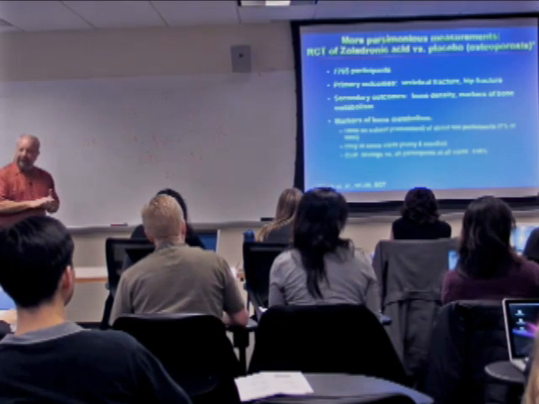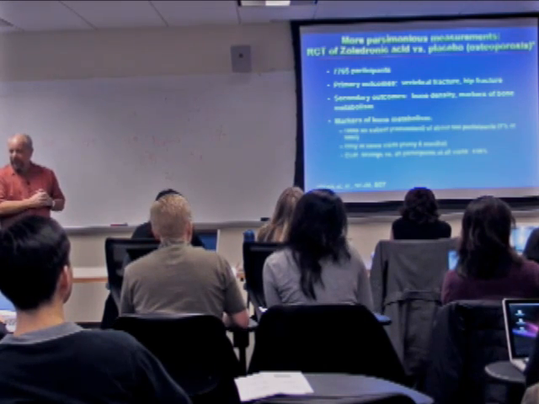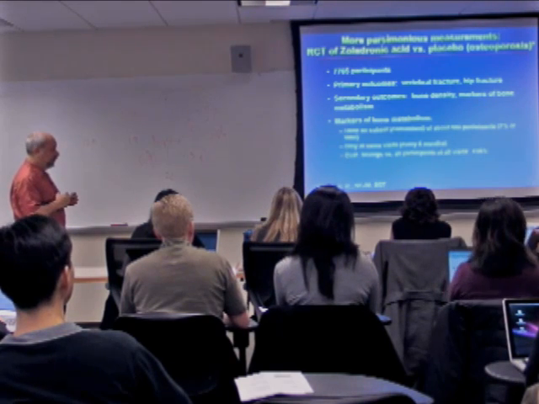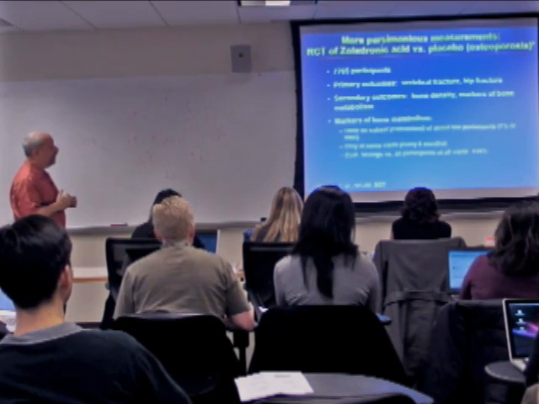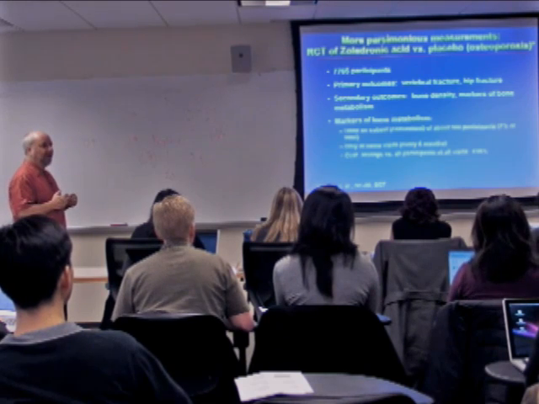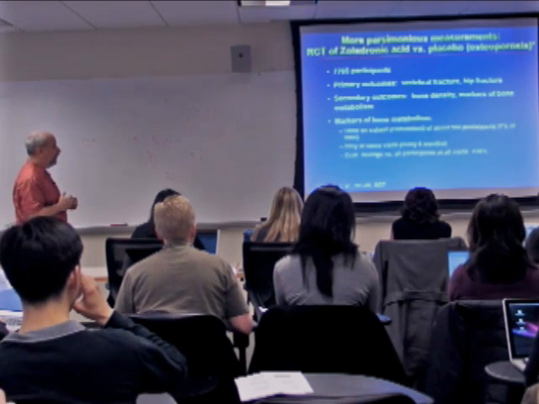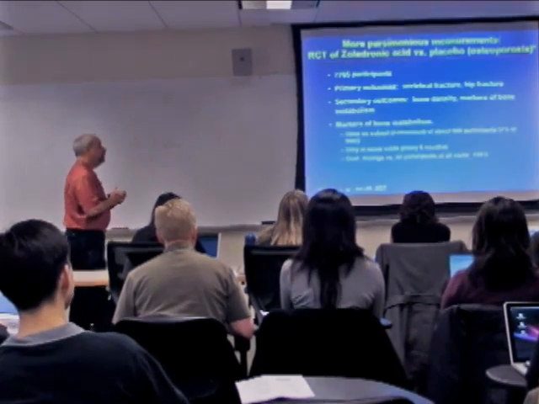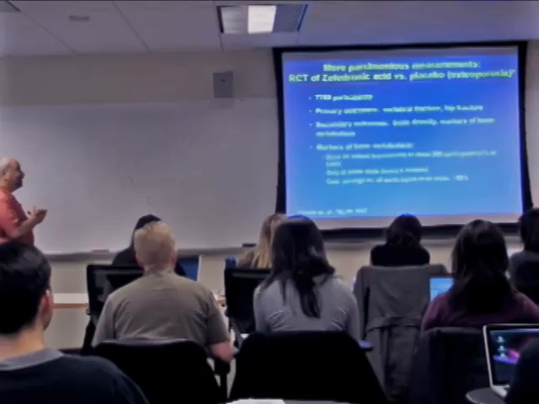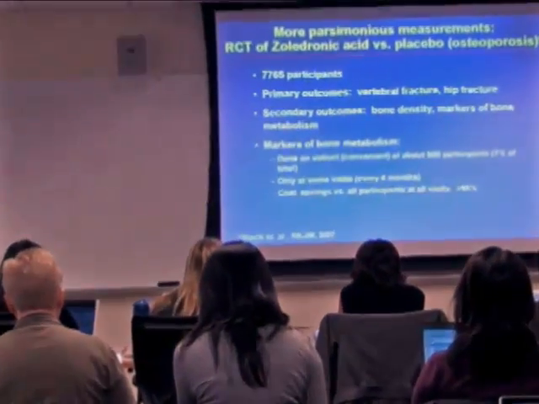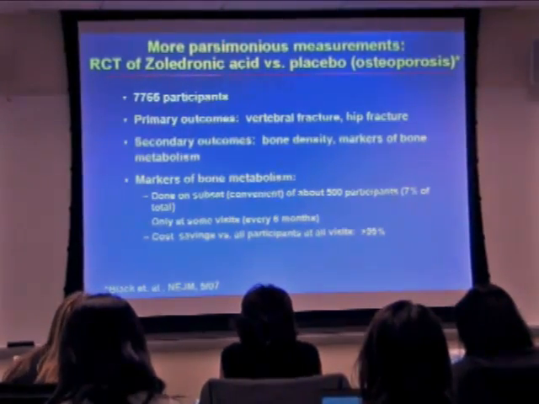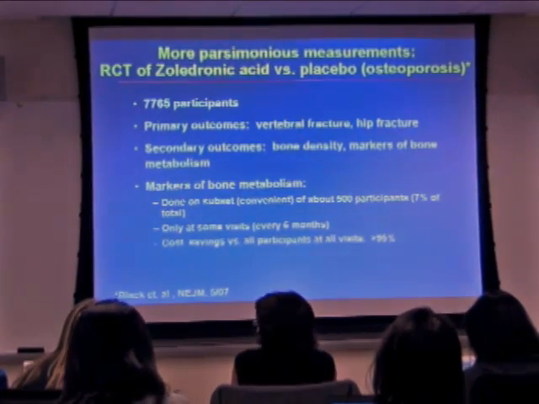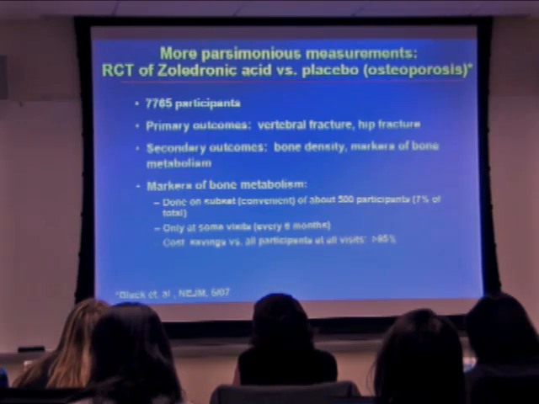Here's one example, and this is the zoledronic acid trial, the so-called Horizon trial, that we published a year and a half ago, or almost 2 years ago now, in the New England Journal. And I put that on the website if any of you have computers and you want to just look at the study. But I'm just going to use it for a couple of examples. This is a study where we had 7,700 participants. The primary goal was to look at zoledronic acid and its effect on vertebral and hip fractures. Secondary outcomes included bone density and markers of bone metabolism.